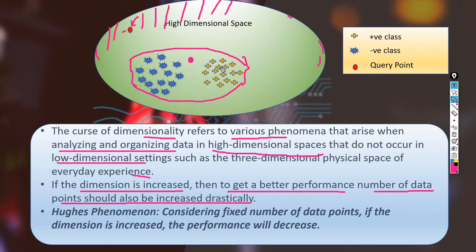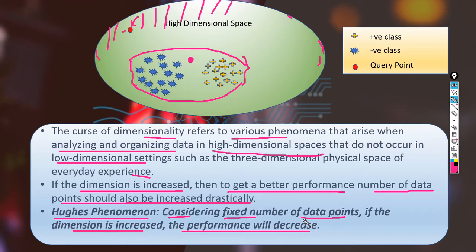So this is the problem of high dimensional data. There is something called the Hughes phenomenon. It says that, considering a fixed number of data points, if the dimension is increased, the performance will decrease. And that's very true. That's what we have discussed now, right?